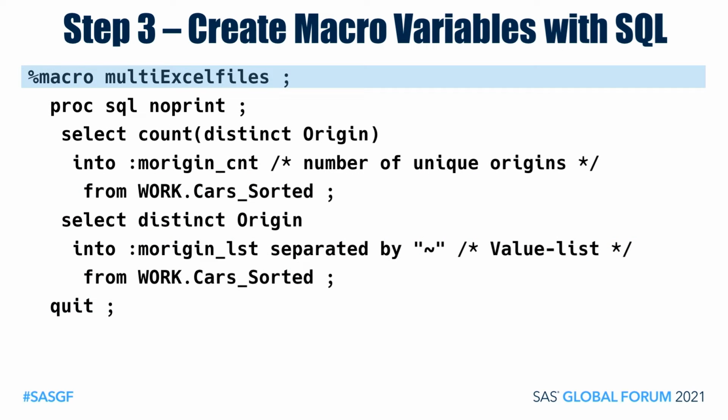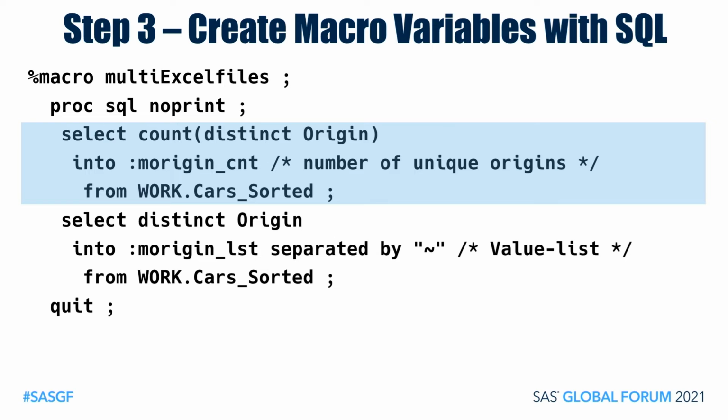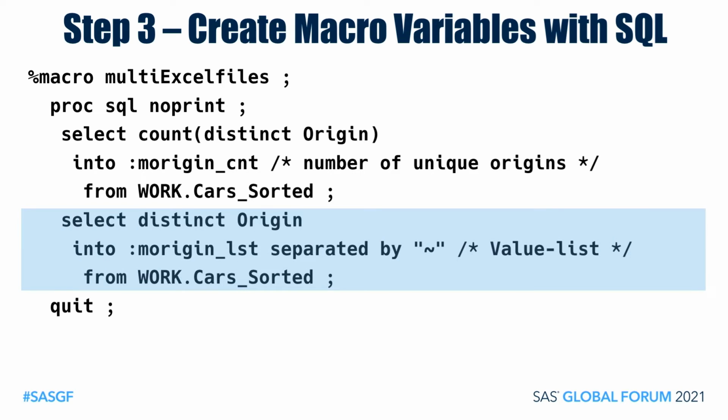Step three will be to create macro variables, just like we saw in the previous example. We're going to construct our macro routine. This time we'll call it multi-Excel files. The first macro variable we want to create using ProcSQL, the select query, is the mOrigin_count, which represents an aggregate for the number of unique origin values in the data set. Then we're going to create our second macro variable, mOrigin_list, using the separated by keyword, using the tilde again to separate each distinct value from another.